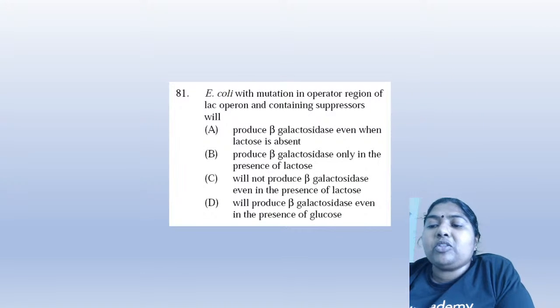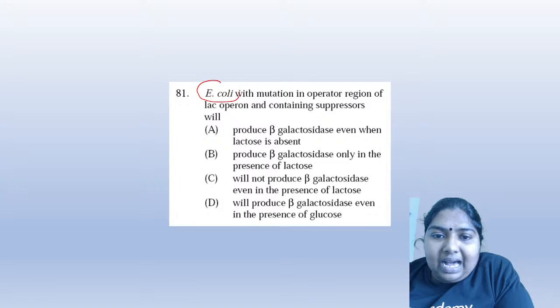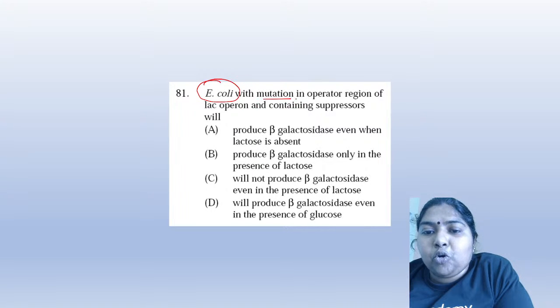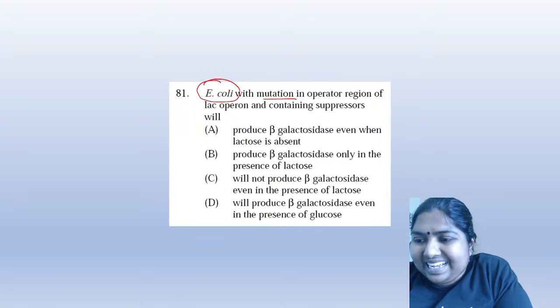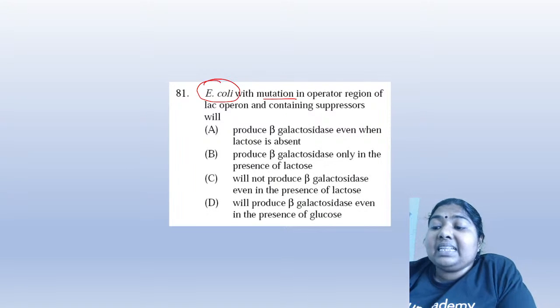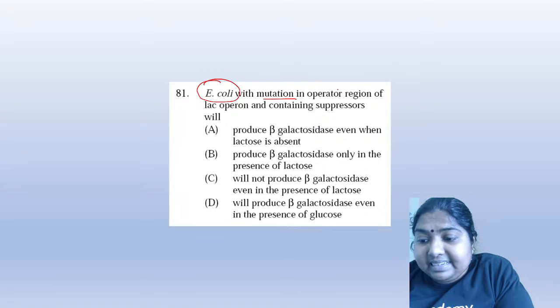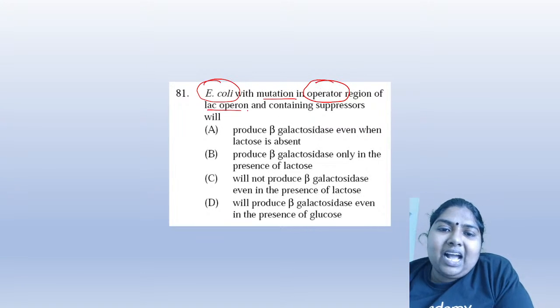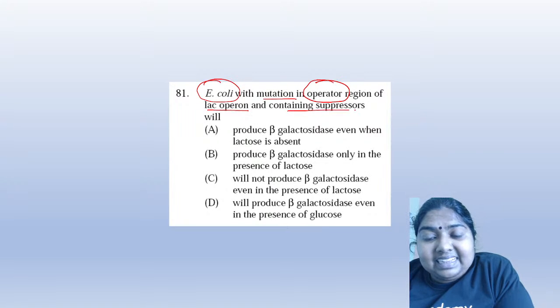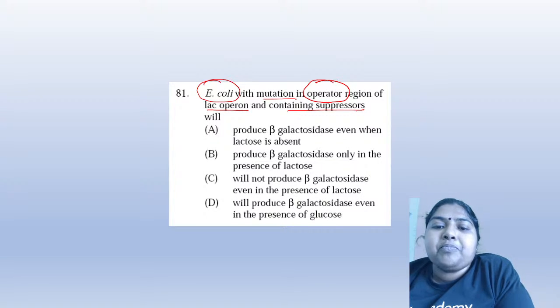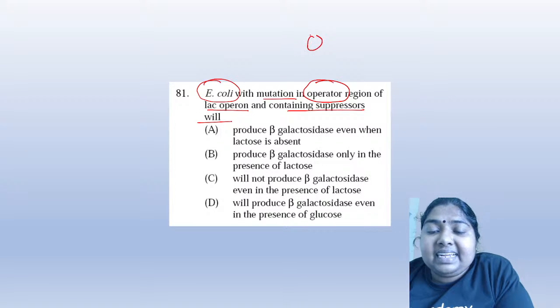Okay, coming to the next question. This E. coli has a mutation. This mutation is taking place in the operator region of the lac operon. It is containing the mutation in this operator region.